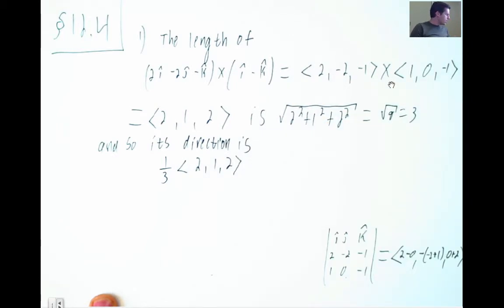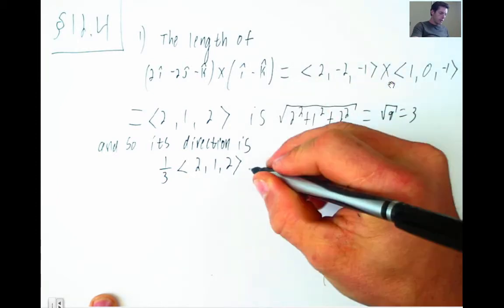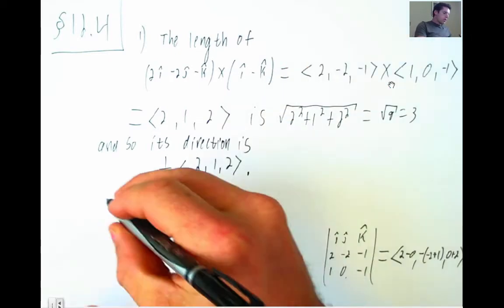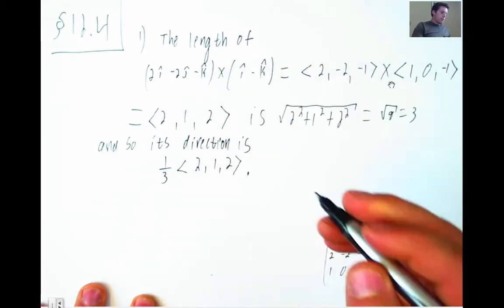And what am I meant to do? Let me look at my instructions. Find the length and direction of, oh, I'm done. Okay, good. And I'm also asked to find the length and direction of the cross product in the other direction. So that is to say, swap these two terms.